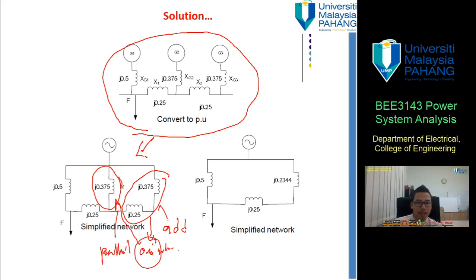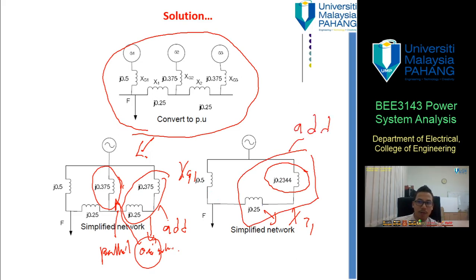If we refer to this slide, the parallel ones have been calculated for us already. So it becomes j0.2344, for all these three parts. These three parts become j0.2344, where this remains xt1, or xl1, whatever it is. Okay, xt1 is okay. This is the xg1. Finally, like I told you, these are going to become series, so you add up both. Then finally, you parallel this and this, so it comes to only one value.